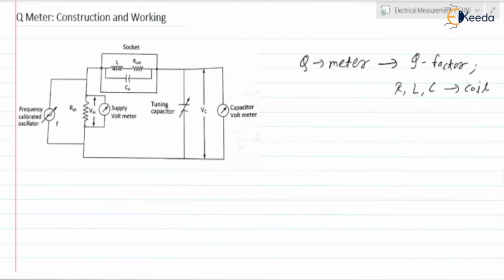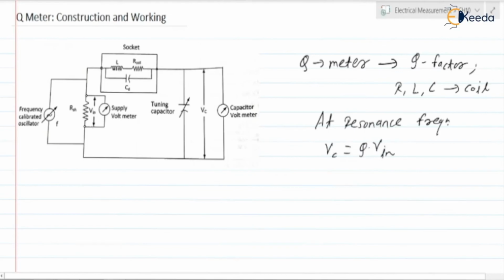So at the resonance condition of an AC series circuit, the voltage across the capacitor is equal to Q times the applied voltage to the circuit. If the voltage applied across the circuit is kept constant, then the voltmeter connected across the capacitor can be calibrated to indicate the Q factor directly. So here at resonance frequency, we have Vc equal to Q times Vin. Vin is the input voltage.